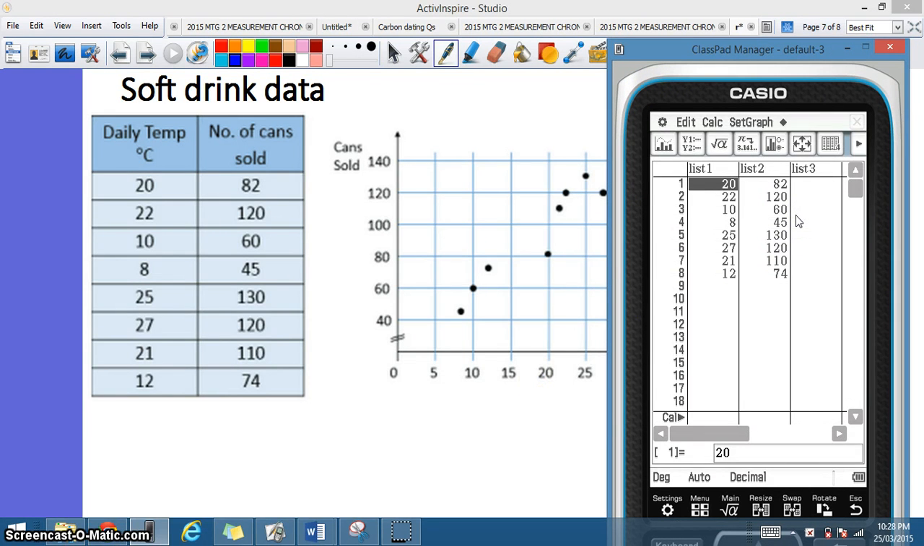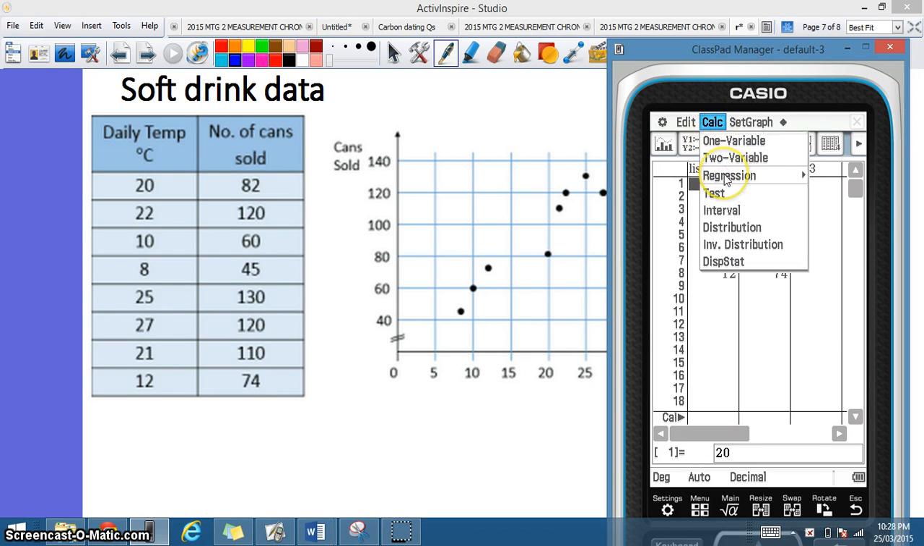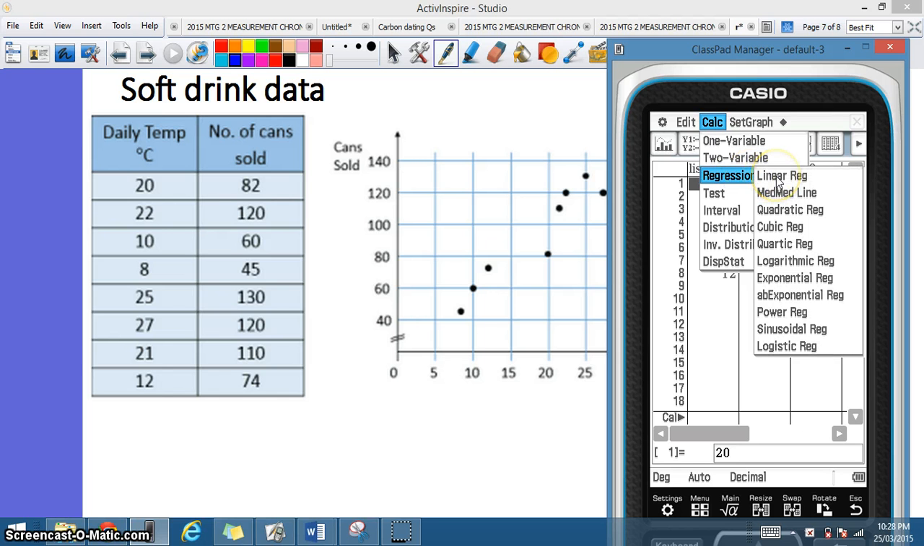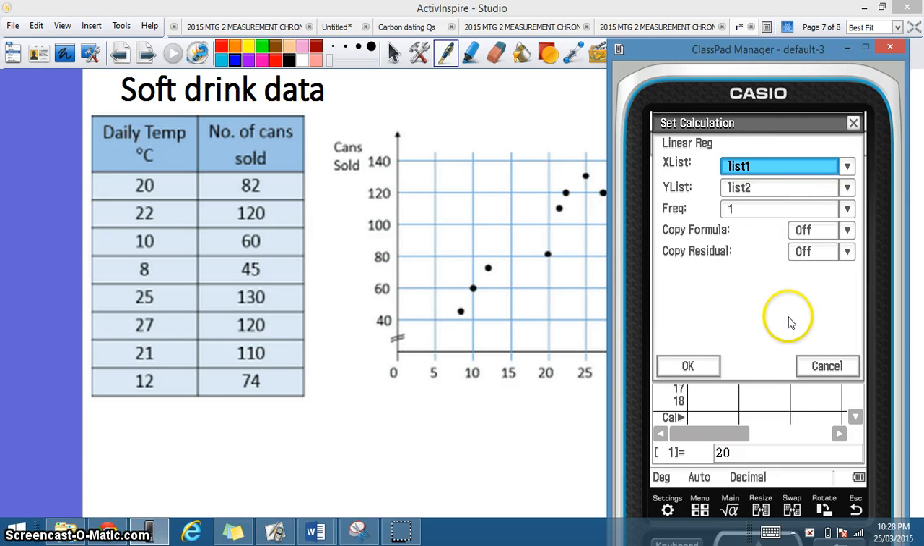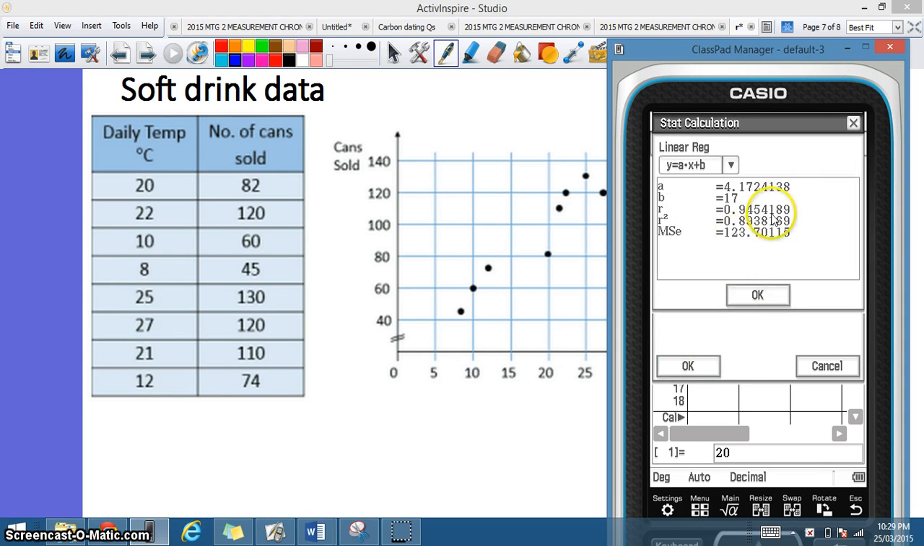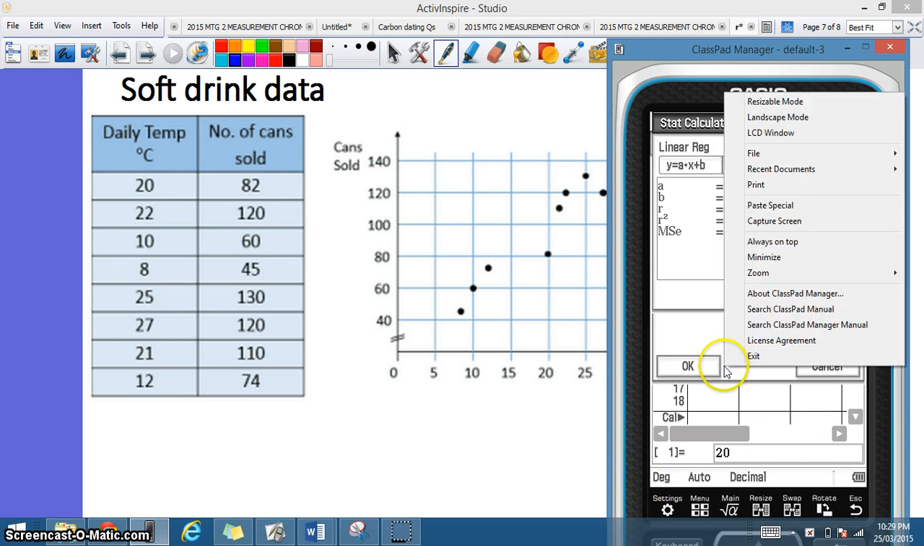Okay, so here's the data entered. We need to obtain a linear regression. So we go to Calc, Regression, and Linear Regression. Okay, and at this stage we can just say okay. Later on we're going to change these things a bit when we learn some other stuff, but right now this is fine. Okay to this, and here's our R value here, 0.9454.